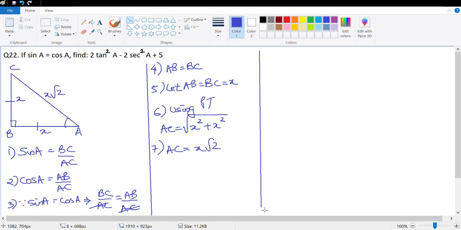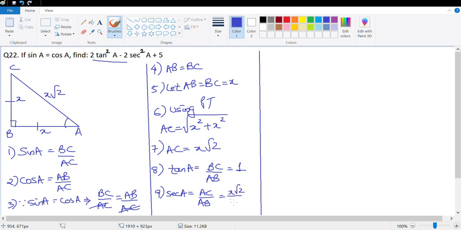Good, we've got some values now, all three sides known. Let's calculate these specific ones that they've asked. So tan A would be equal to perpendicular, which is BC, upon base, which is AB, which means this would be 1. Next is sec A. Sec A is the reciprocal of cos, which means hypotenuse upon base. In this case, x root 2 upon x, which means this is equal to root 2.